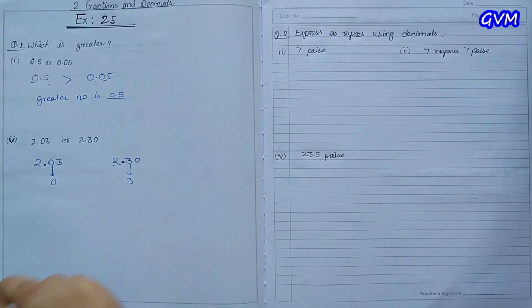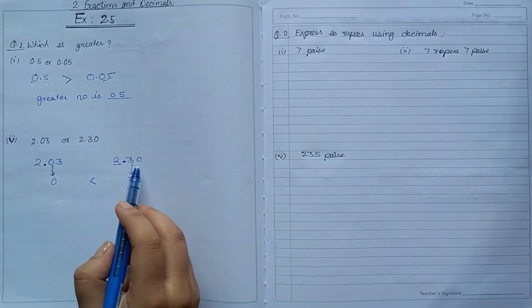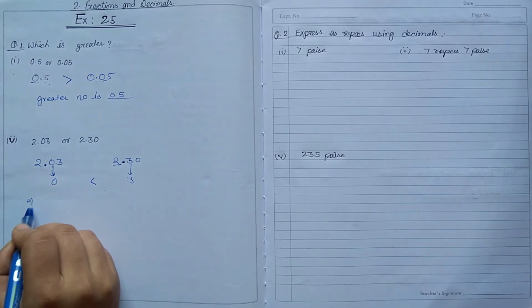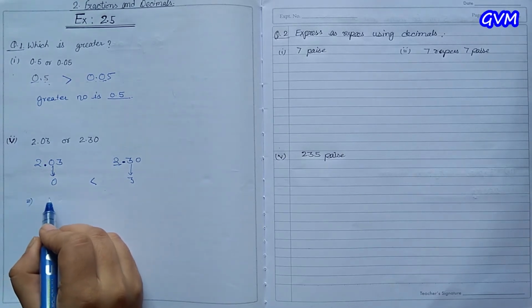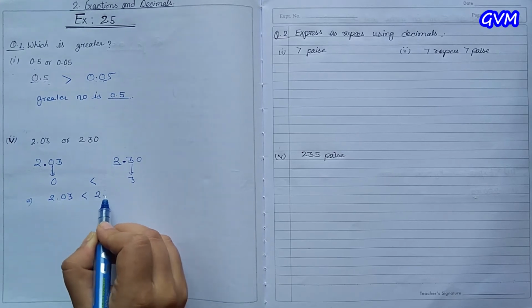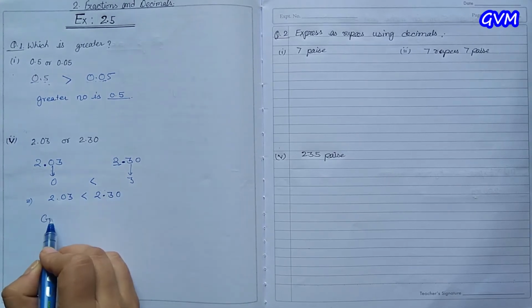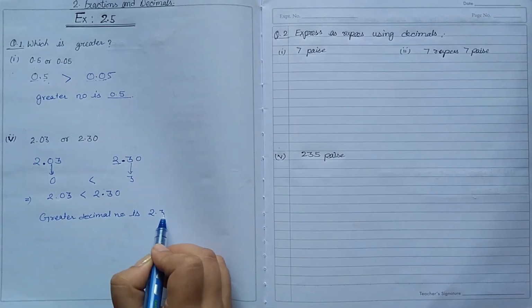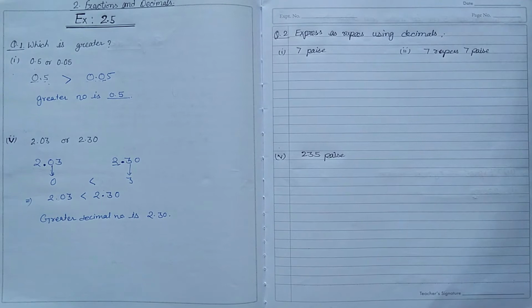Okay, and on the tenths place here is 3. That means 3 is bigger than 0. So 2.30 is bigger than 2.03. Okay, so we can write here 2.03 is less than 2.30. The greater decimal number is 2.30. Okay, so similarly you can check all the other parts from question 1 and find out which one is greater.